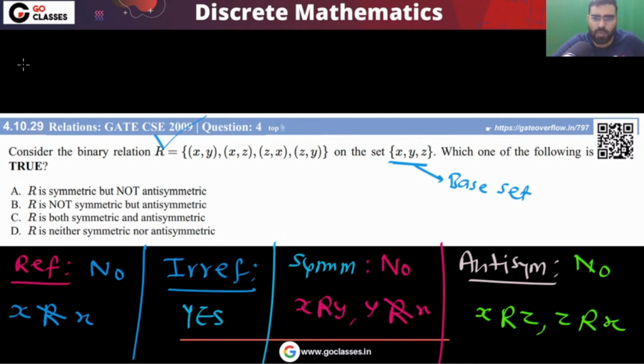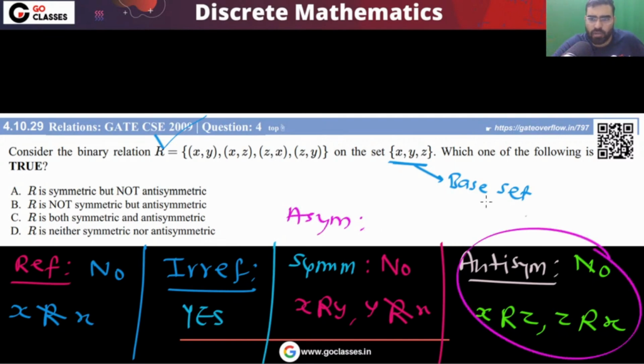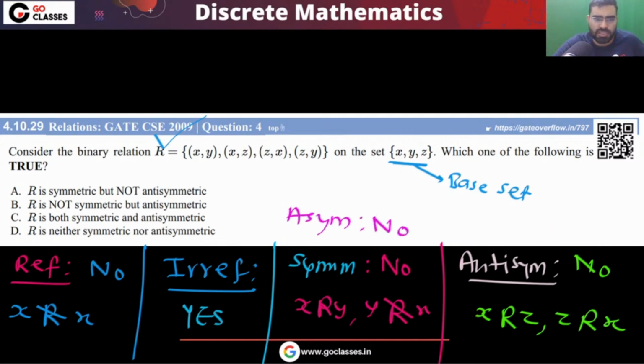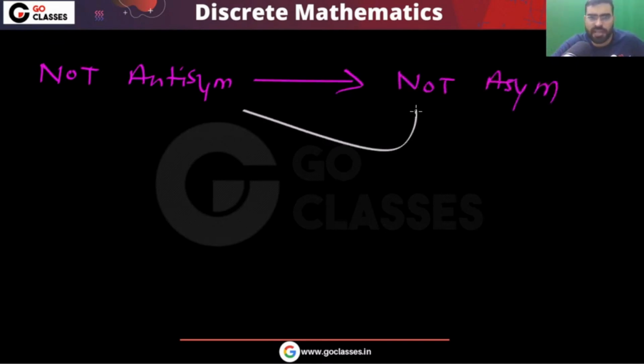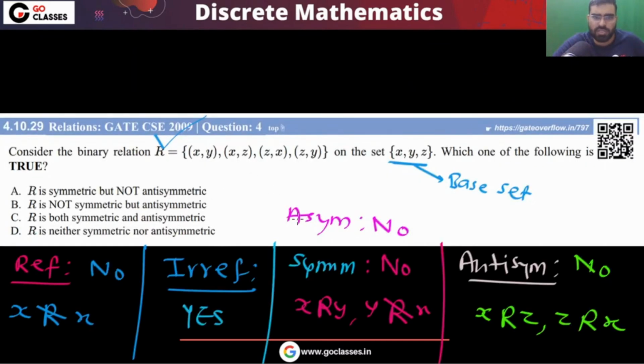What about the next property, asymmetric? If it is not antisymmetric, automatically it is not asymmetric. This is a useful result: if your relation is not antisymmetric, then it simply means it is not asymmetric also. But this direction does not hold, because in asymmetric we don't allow reflexive pairs, but in antisymmetric reflexive pairs may be present. So this is not asymmetric.